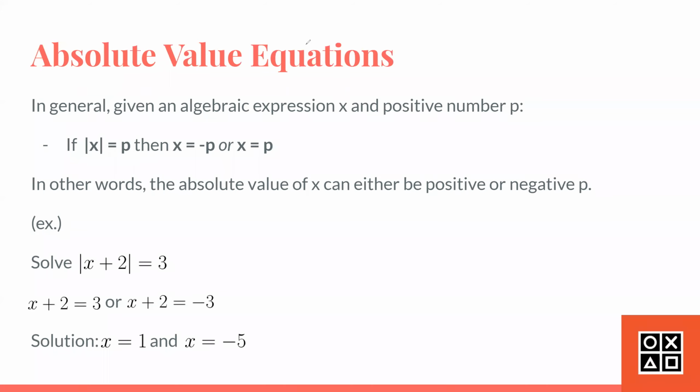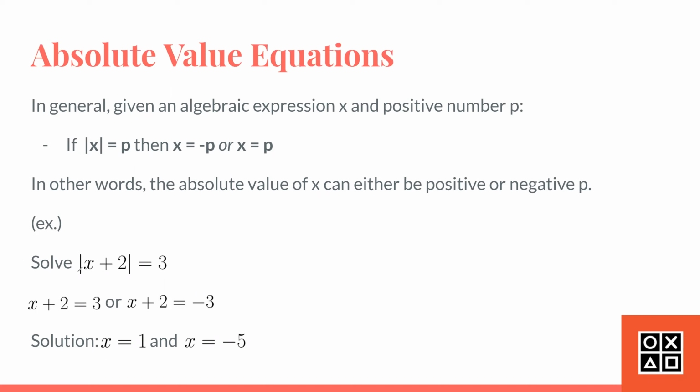Absolute value equations. In general, given an algebraic expression x and positive number p, if absolute value of x equals p, then x equals negative p or x equals p. In other words, the absolute value of x can either be positive or negative p, as we determined from our number line and distance slideshow.